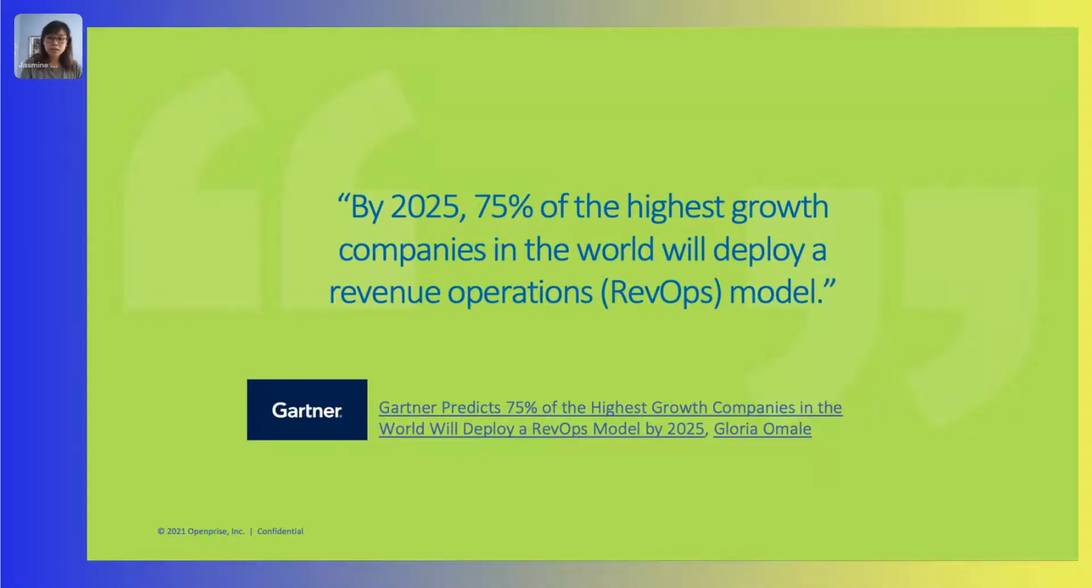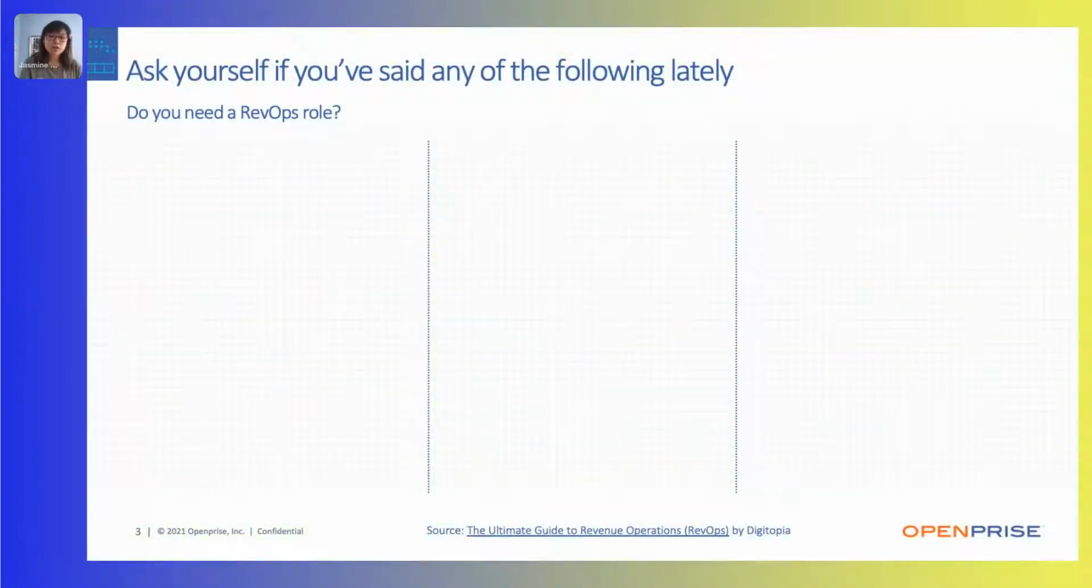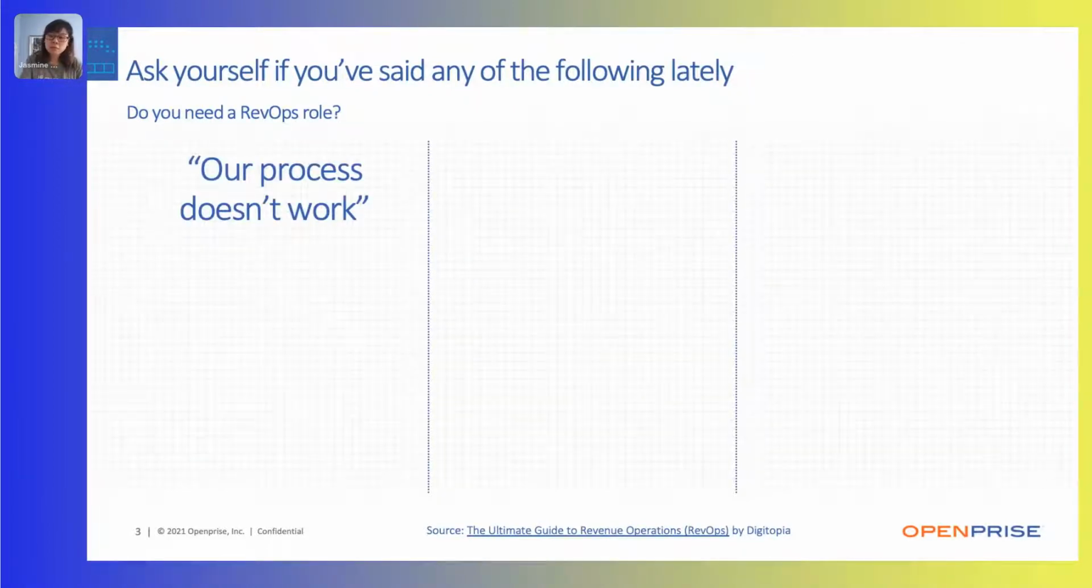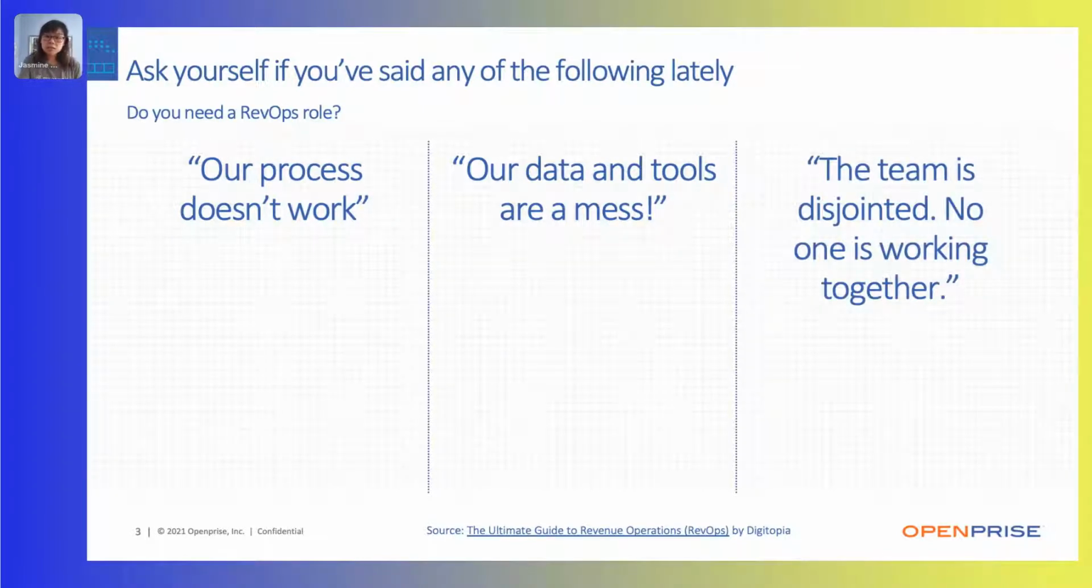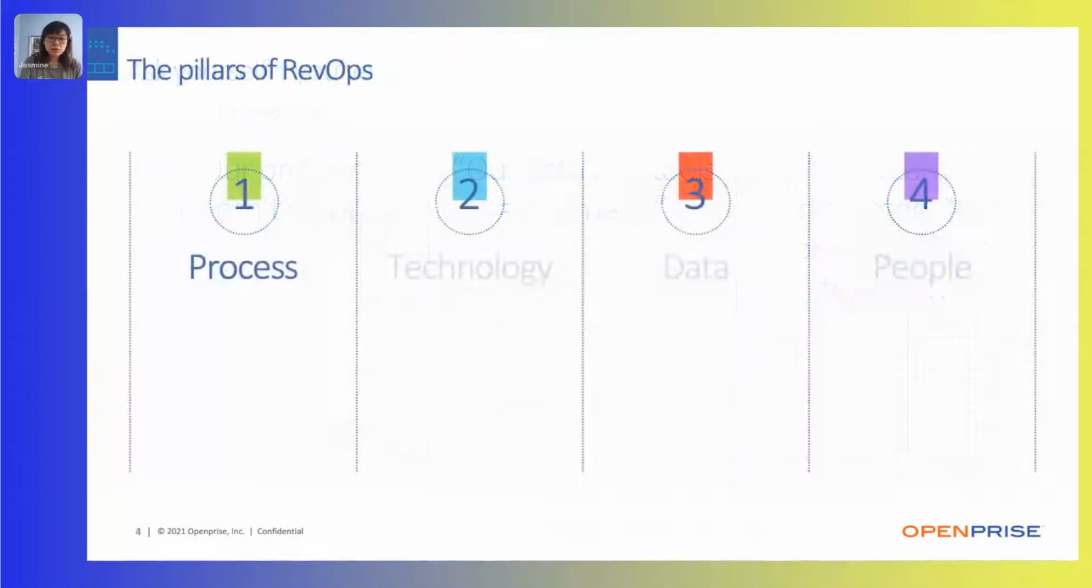But if you've been asking any of these questions lately, it might be time for you to make a business case to get a RevOps team implemented. Our process doesn't work. Our data and tools are a mess, which is one that we've heard very, very often. And lastly, the team is disjointed and no one is working together. So if you or your teammate have asked any of these questions or have heard these comments, RevOps may be the way. Diving into the pillars of RevOps, the first we will go into is the process.